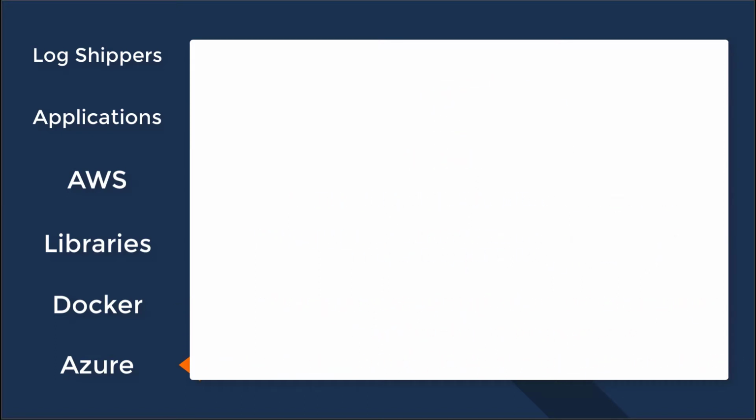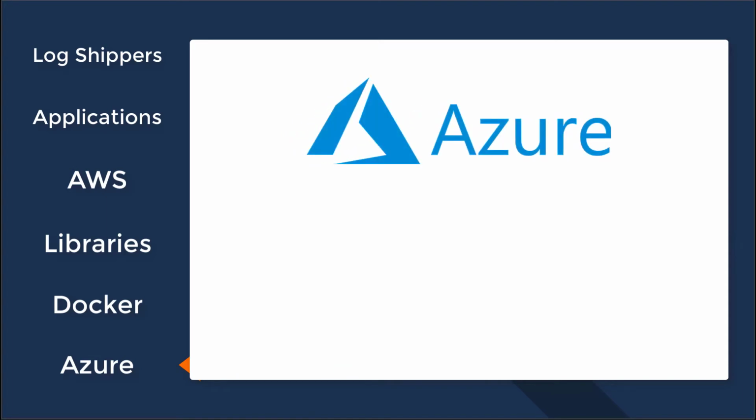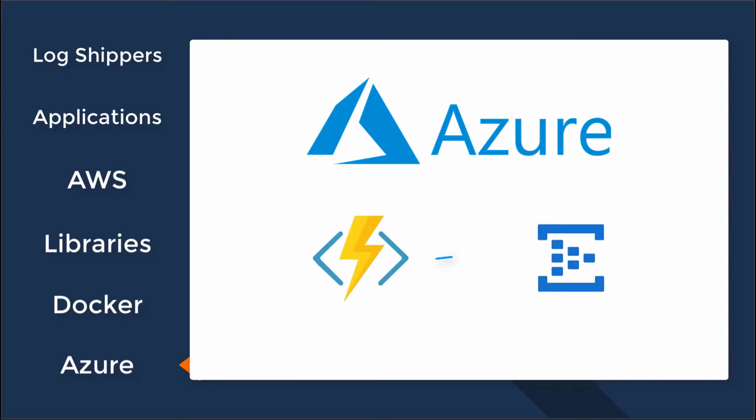The Azure serverless page will tell you how to ship logs from your Azure services to Logz.io. At the end of this process, your Azure function will forward logs from an Azure Event Hub to your Logz.io account.